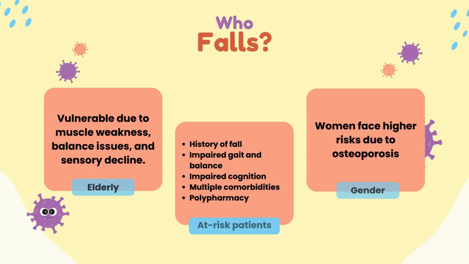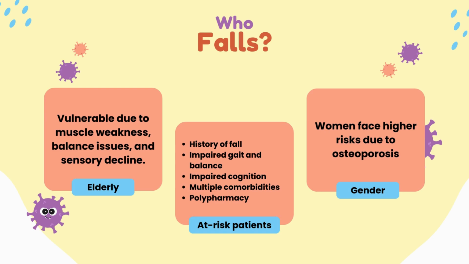Certain populations are more vulnerable to falls due to age, health conditions, or biological factors. First, the elderly. They are at higher risk due to muscle weakness, balance issues, and sensory decline, which affect their ability to stay stable and recover from a loss of balance. Next, at-risk patients. Those with a history of falls, impaired gait or balance, cognitive decline, multiple comorbidities, or those on multiple medications, polypharmacy, are more likely to experience falls. Lastly, gender differences.